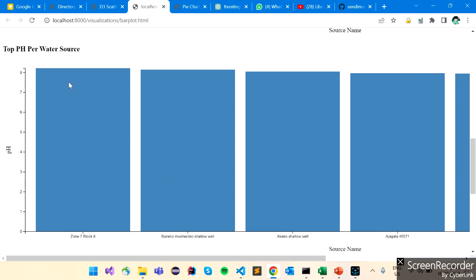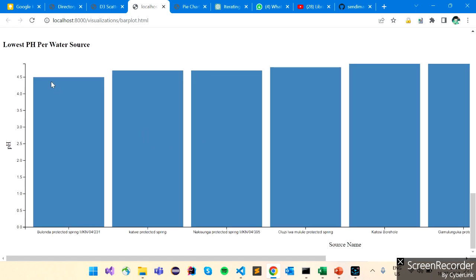This is the one where the water sources have the highest pH, meaning they are acidic. Zone 7, block 8, this water source, had a pH level of 8, and these other water sources had a pH level of also around 8. So we can already see that water from these regions is acidic.